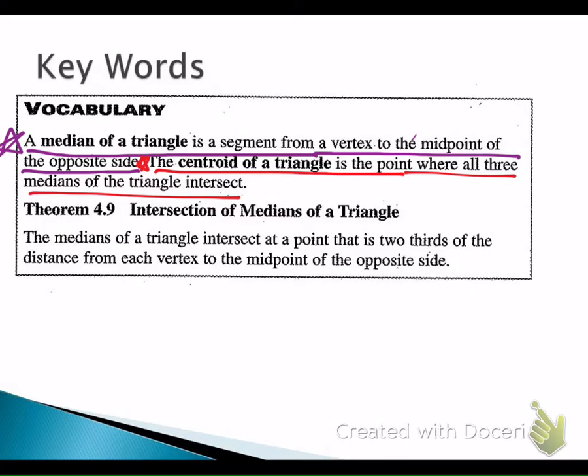You do not need to write this next part down, this theorem. Don't worry about it. We'll talk about it in just a second, but I don't think you need to write it all down. We'll add that information a little later. So for now, just focus on the 2 vocabulary terms. So the median is a segment from the vertex to the midpoint. The centroid is the point where all 3 of the medians intersect.